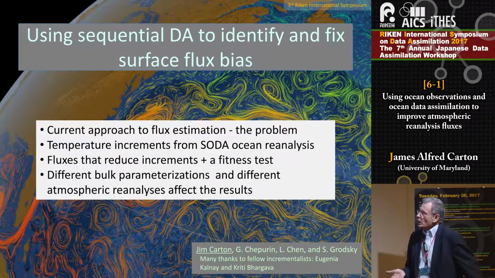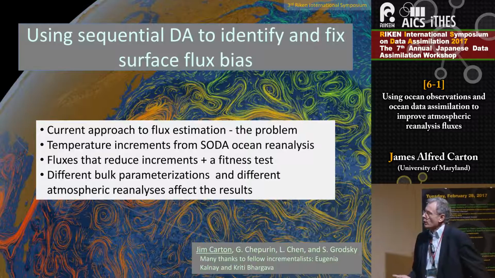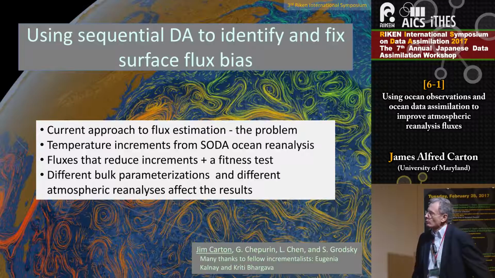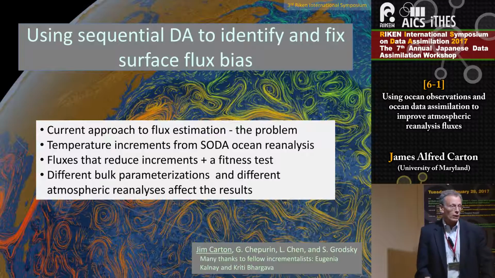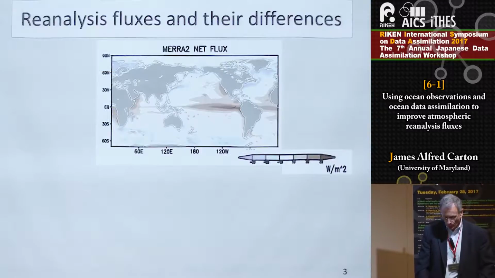I want to say four things. I want to tell you a little bit about surface fluxes and tell you what the problem is with surface fluxes. I'm going to show you results from temperature increments from an ocean reanalysis forced by atmospheric reanalyses. And I'll propose a way to correct the problems with the fluxes, and I'll give you a fitness test so that we can evaluate how good the correction is. And then I'll talk about a few related issues like bulk formulas.